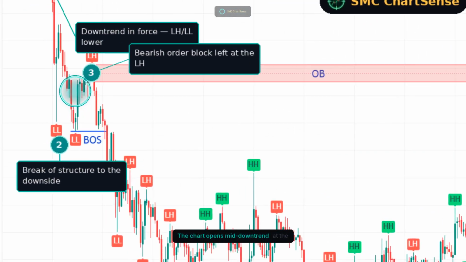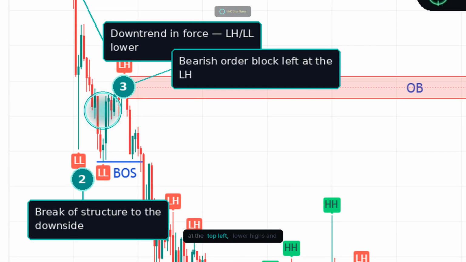The chart opens mid-downtrend at the top left, lower highs and lower lows driving price down. Sellers are in control, the direction unambiguous. This is the move that establishes the bearish context. And at its first lower high, it leaves the supply behind that the rest of the chart will return to. The reference high that gets swept at the very end is born right here at the start.